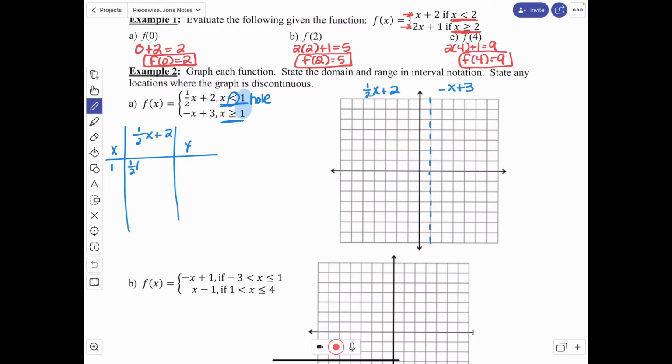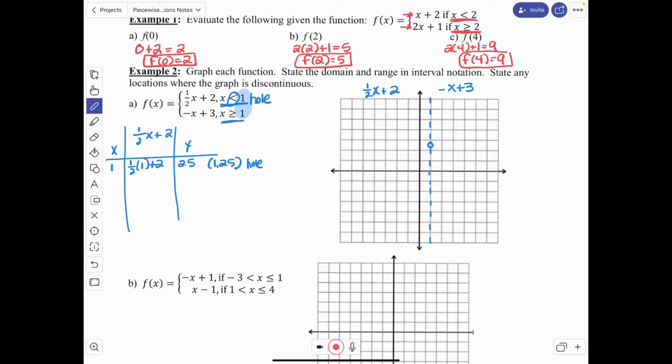I'm going to do 1/2 times 1 plus 2. 1/2 times 1 is 1/2, and 1/2 plus 2 is 2.5. And I am going to just put a decimal here. So that means my coordinate is 1, 2.5, and that is my hole. So I plot 1, 2.5, and that is a hole. Okay? All right.